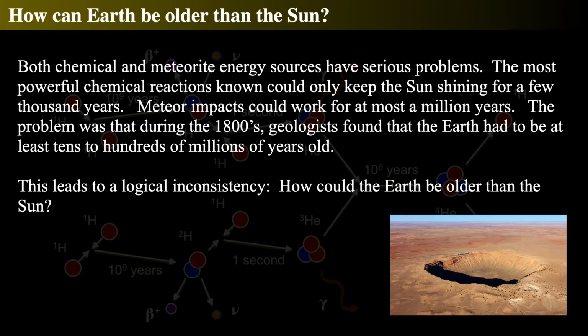The problem is that when we looked at the age of things, it was found that the age of the sun was only about, if you think about chemical reactions, a few thousand years of shining. And if you whack the sun with a huge amount of meteorites, that keeps it going for almost a million years. Even if you imagine that every now and then the sun gets hit by something the size of Jupiter, then the sun could last a few million years. But geologists were finding that the Earth had to be hundreds of millions of years old, if not billions. So there was a fundamental conflict developing in the 1800s about how old the Earth was.